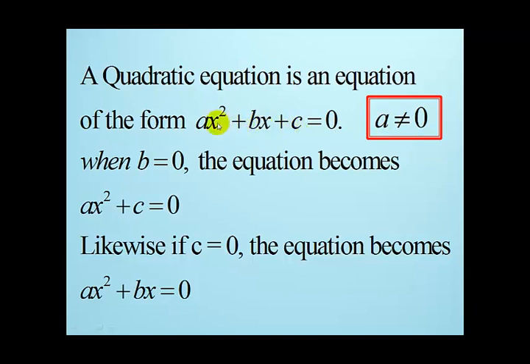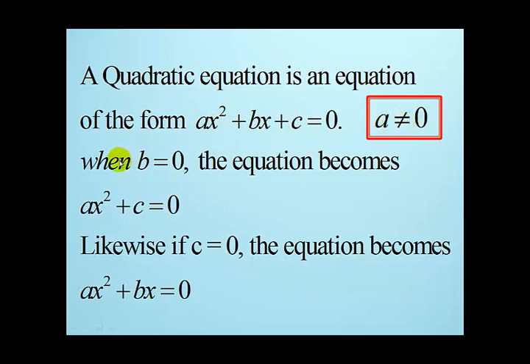So for ax squared plus bx plus c equals 0 to be a quadratic equation, it means that the coefficient of the square term must not be equal to 0. I repeat, for ax squared plus bx plus c equals 0 to be a quadratic equation, the coefficient of the square term, that is a, must not be equal to 0.